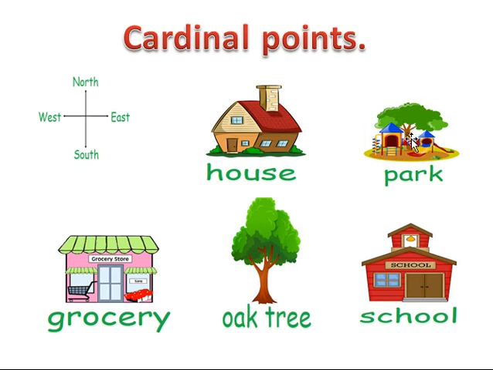Pretend now you are at school. And from school, you would like to get to the grocery. You will be walking in this direction, to the left. And if you look at your cardinal points, you will see that if you are going to the left, it means you are going west. So boys and girls, if you are at school and you need to get to the grocery, you must walk west to get to the grocery.